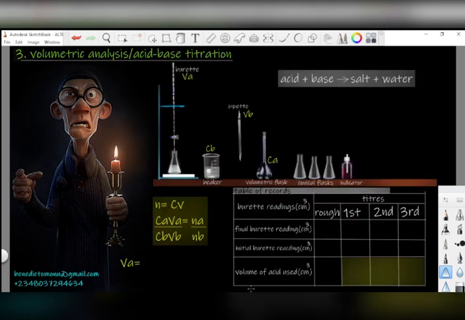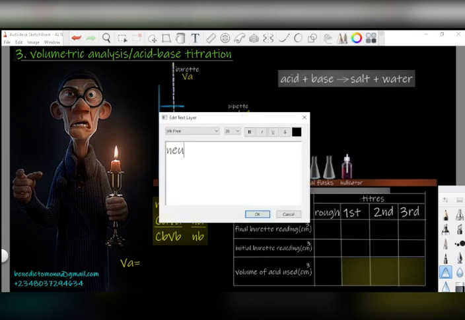Next on our agenda is volumetric analysis, acid-base titration. This is a very interesting topic in terms of alternative to practicals. Basically, what happens in titration at this level, or acid-base titration, is neutralization, which is the reaction between an acid and a base to form a salt and water.